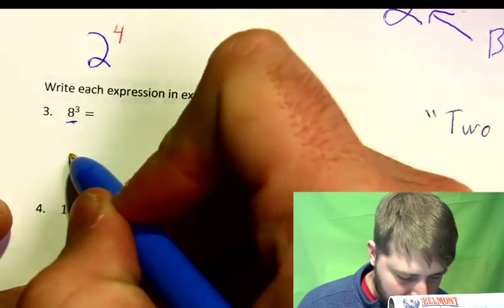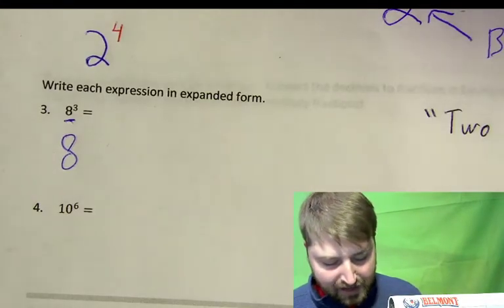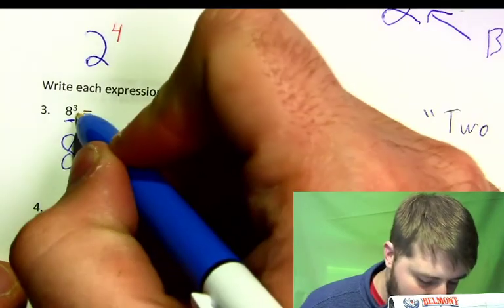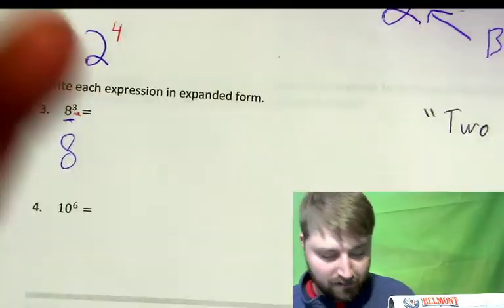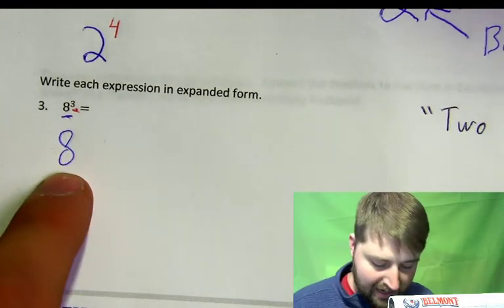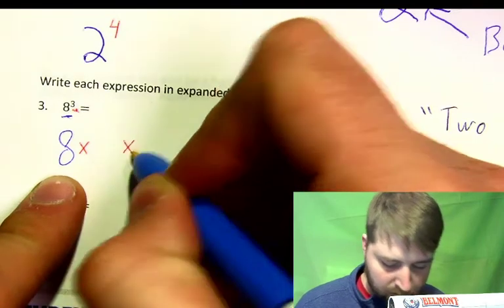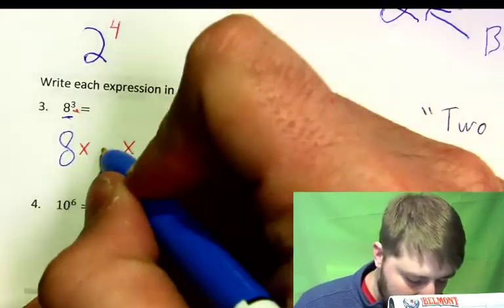Take our base. And we're going to write it by multiplying by itself the number of times that our exponent is. So our exponent is 3. It's to the third power, or in this case, cubed. And we're going to multiply 8 times itself 3 times. So we're going to need 3 eighths. It's not super tough. We got this.